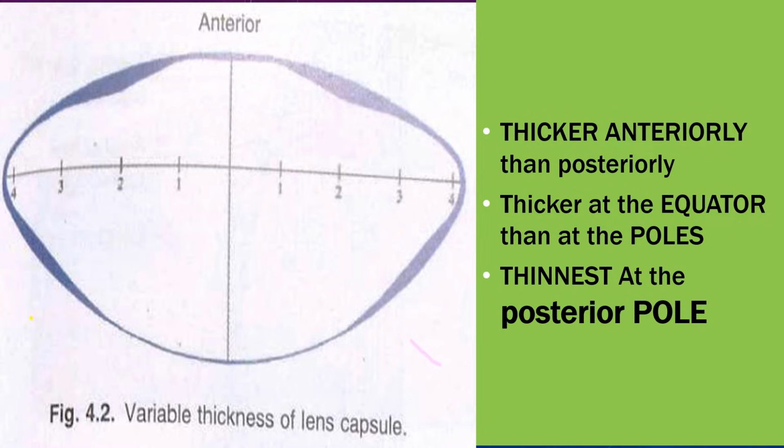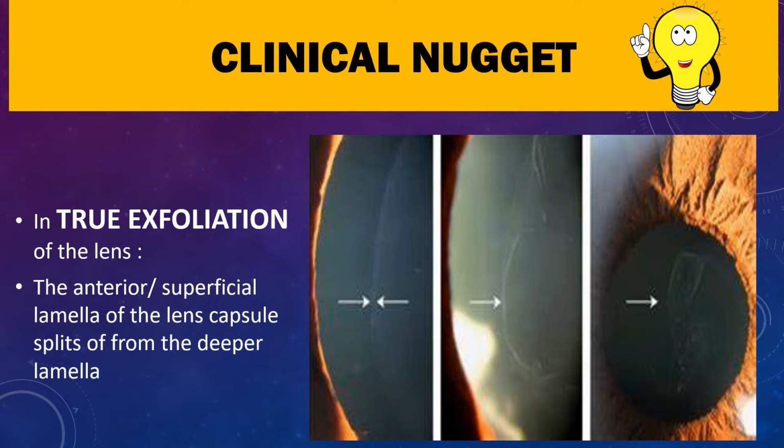Coming to the thickness of the lens capsule, this has clinical importance as well. The thickness of the lens capsule is not equal throughout. The capsule is thicker anteriorly compared to posteriorly, and it is thicker at the equator compared to the poles. And as a matter of fact, it is thinnest at the posterior pole. So that brings us to a clinical nugget, and that is number one.